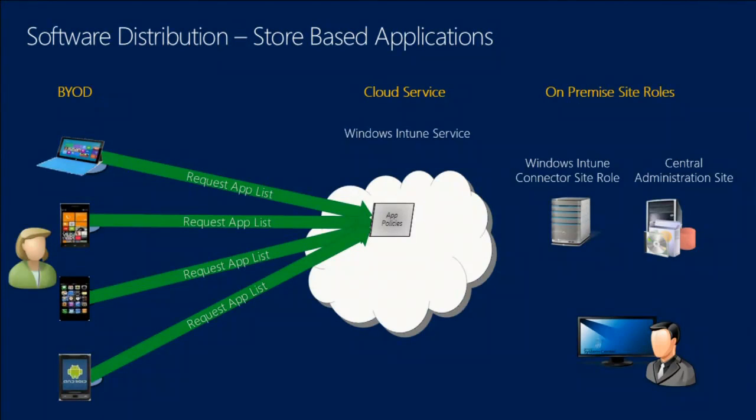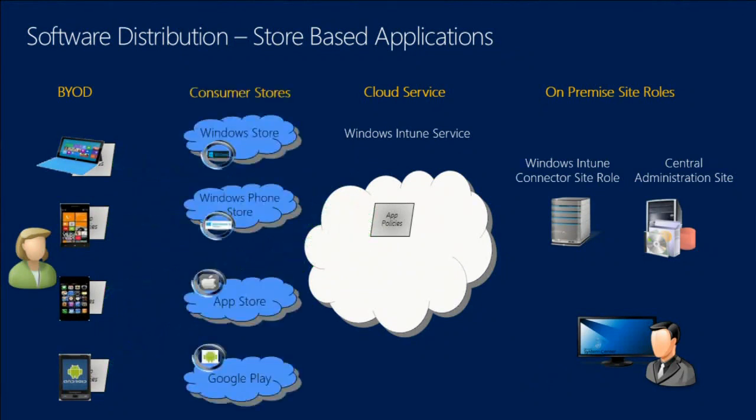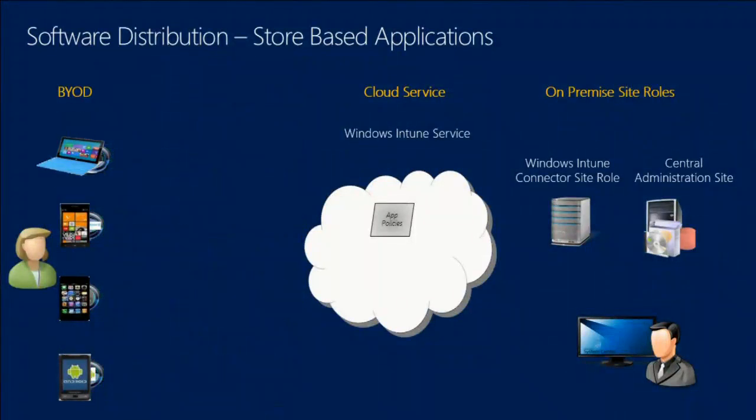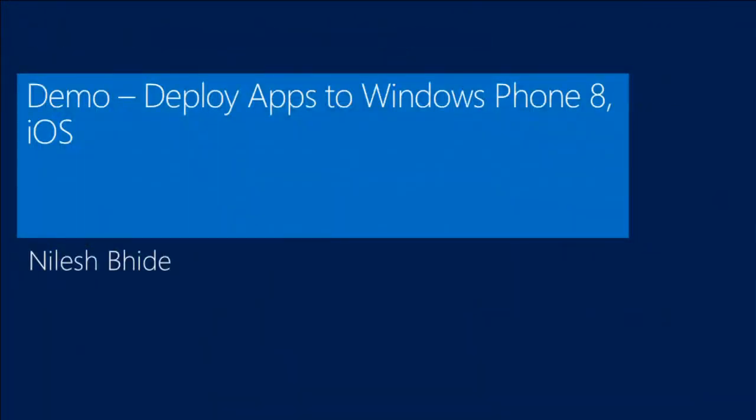Then they can request an application from that list. If it is an application that is already hosted in the consumer store, we point them to the consumer store, the public store, and then the install is taken over. The whole experience is the store install experience. At that time, we are kind of out of the loop there. They can download and install. So let's see a quick demo of installing an application on iOS.